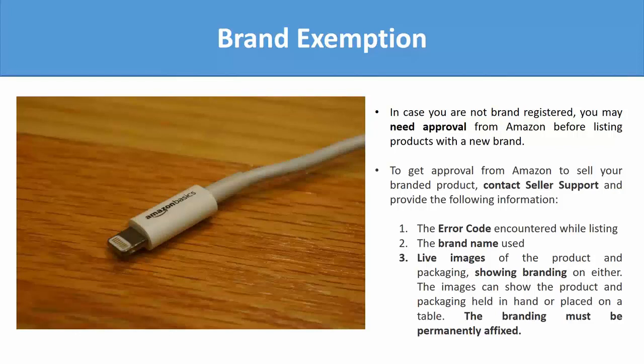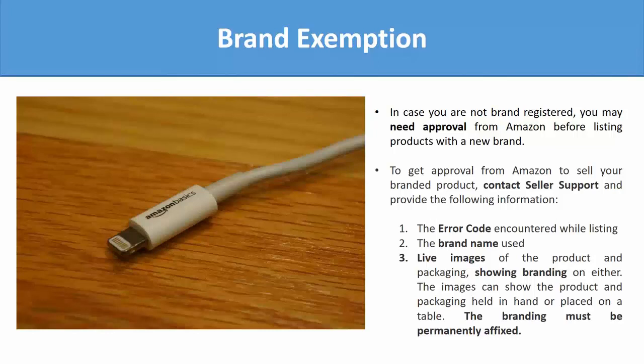What you need to do is go to seller support. You can click on the help button on the Seller Central panel, click on issues, and you can go here. All you need to tell is "product requiring brand exemption" as the title or subject line. And these are the things that you have to submit. Number one, your error code. What was the error code that you were encountering while listing?